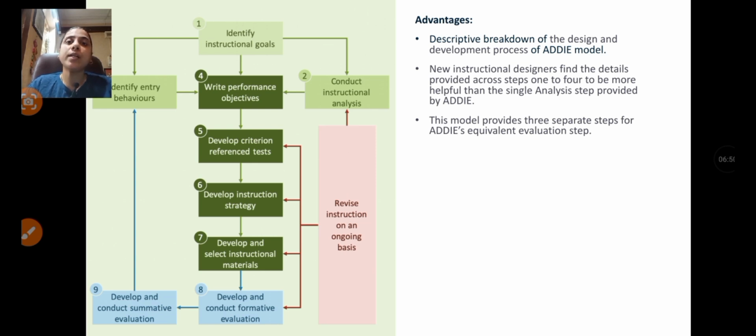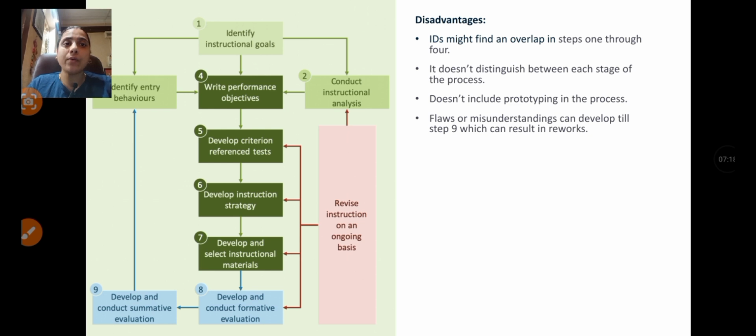So let me remind you that this is mostly for newcomers. This model provides 3 separate steps of the ID evaluation stage. Sometimes you may find it a little bit confusing, so having a breakdown of the steps versus having an overlap is advantageous to newcomers who find it a little overwhelming to have a lot of stages and multiple steps within each stage. However, it has its own disadvantages too.